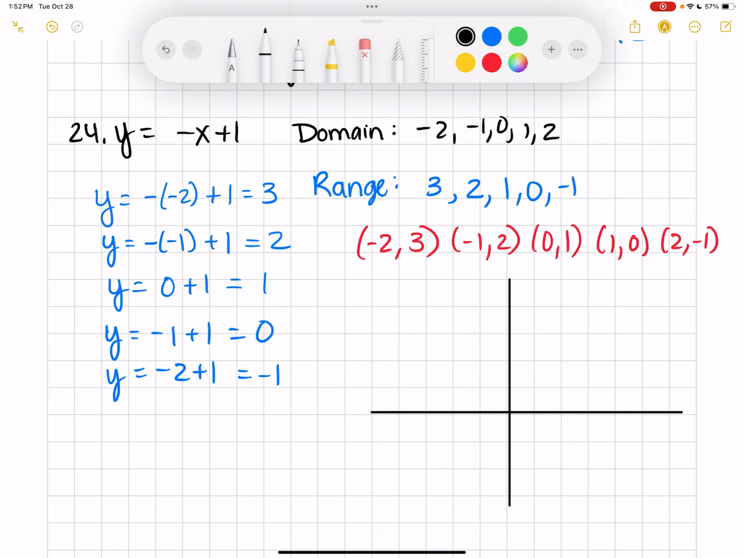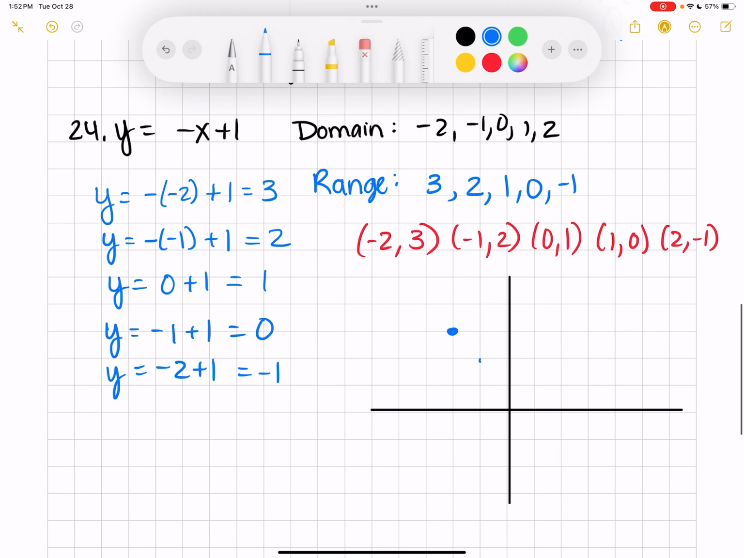All right, so -2, 3, back 2, up 3. -1, 2, back 1, up 2. 0, 1, we stay on the axis, go up 1. Yep, 1, 0, go right 1, don't go up or down. And then 2, -1, we go right 2, down 1. And yes, these do graph a line, but these ones you're just technically plotting a point. You don't actually have to connect them.